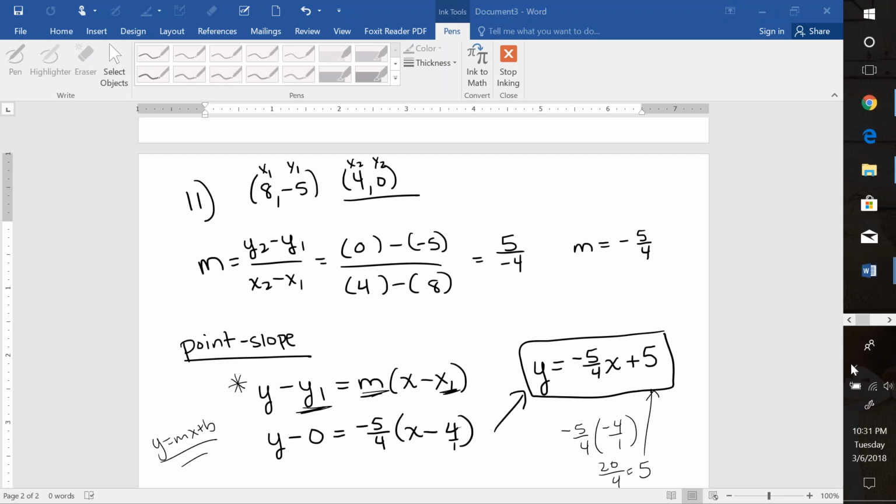Yes, you do need to know your point slope formula. Slope-intercept, you don't really have to memorize. You just have to remember that you have to solve for y. That's all slope-intercept is. If you know point slope and you know the slope formula, that's pretty much what gets you to everything else. Did that answer everybody's questions on that one?